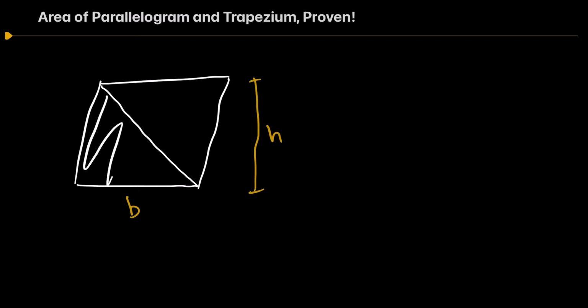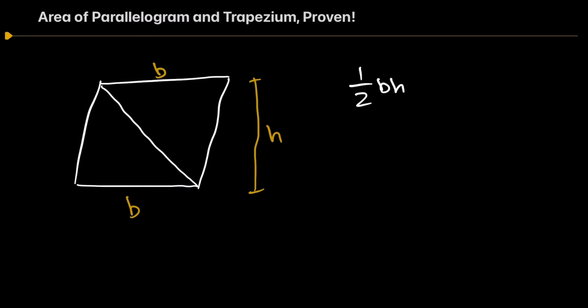So let's take a look at this triangle over here first. The base of that triangle is b, and the height of it is just h. We know the area of the triangle is just half of the base times height. Now, because this is a parallelogram, the top of this also has a length of b, and we can use the same formula to find the area of this triangle over here.